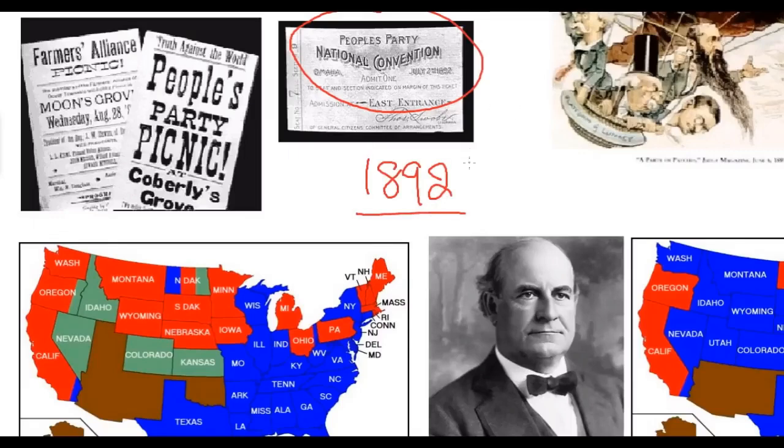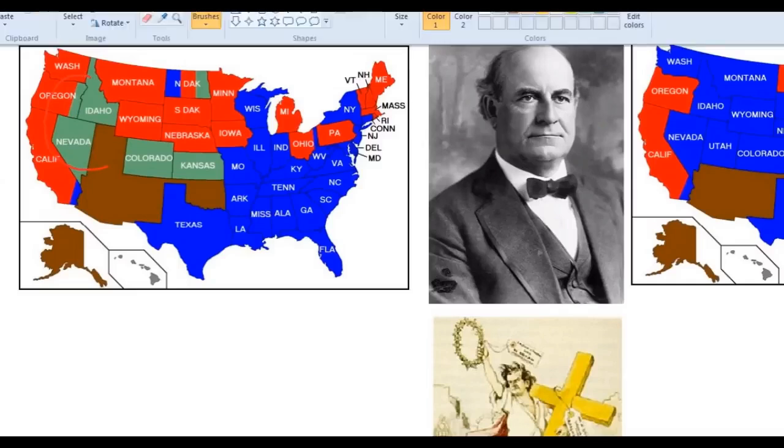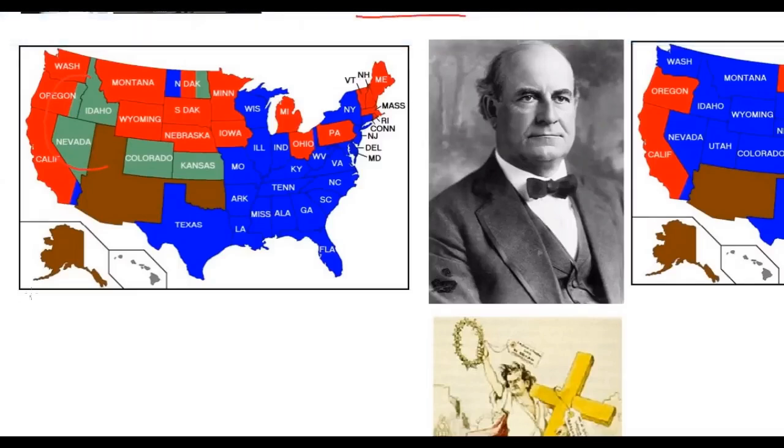They nominate a man by the name of James Weaver. And Weaver doesn't do so great in the first election. Here we have an electoral map on the left that shows the states where Weaver won. They were mostly Western states where Weaver appealed to the mostly mining and agricultural interests, and also a few Midwestern states where he appealed to farmers. But for the most part, Weaver has very limited success as a presidential candidate.